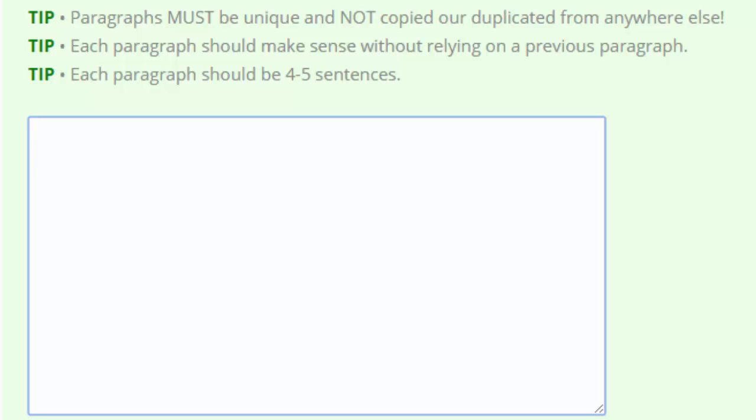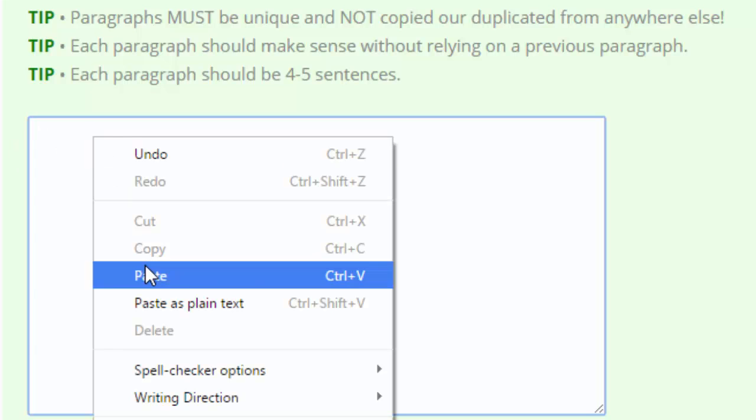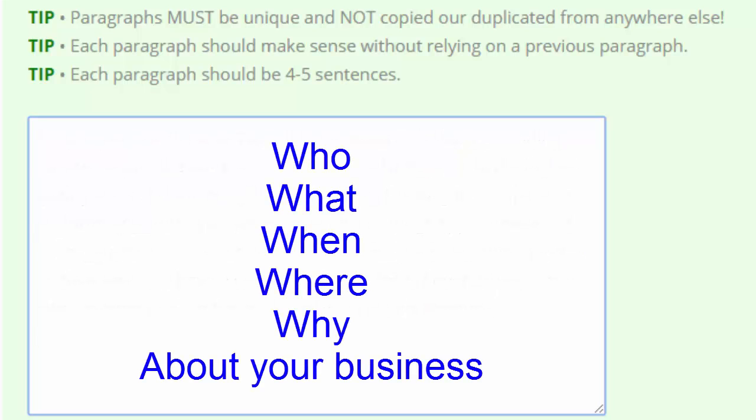So let's look at a couple that I have here as examples. So here's a solid paragraph for the garage floor company. They're writing about themselves, and one of our tips would be, if you're writing your content, write about the 5 W's. That's the who, what, when, where, and why about your business. So just remember that, the 5 W's.